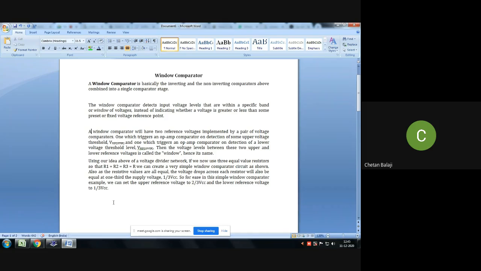I'll briefly explain what a window comparator is. You know what a comparator is. There are two types of comparators, inverting comparator and non-inverting comparator. Overall, a comparator compares two signals. One is a fixed or reference signal, and the other is a moving signal which is passing. It compares the two signals and generates some output. That is called a comparator.